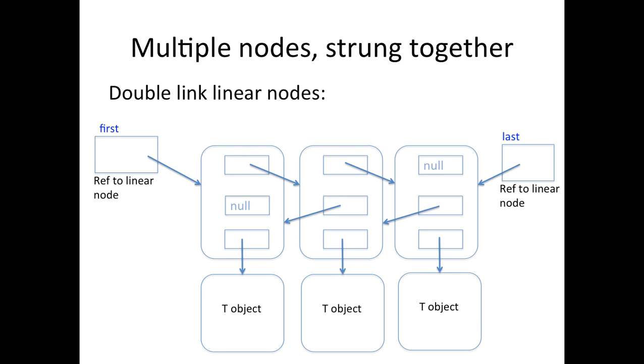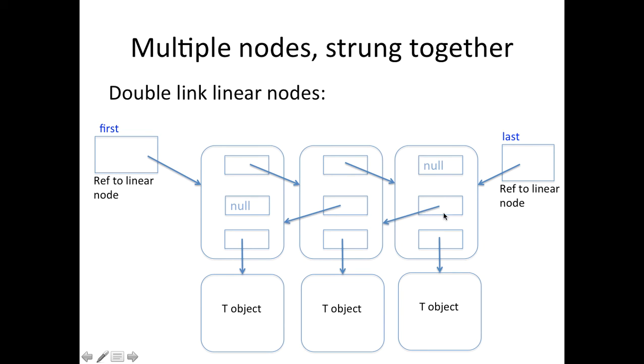Here is an example of what a double link linear node structure might look like if you had 3 double link linear nodes. Again, we have our first reference that gets us into the first linear node in our structure, and we are linking along, and then the last one has null for the next element. But note here we also might have a last reference that refers to the node that's at the end of this linear structure of nodes.